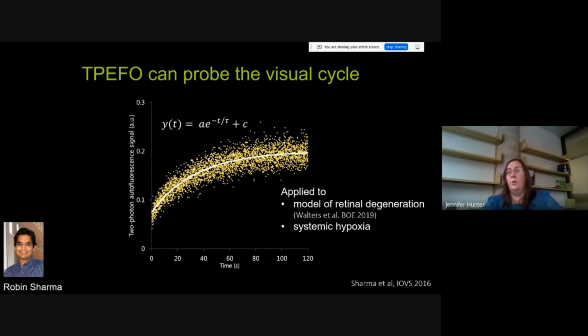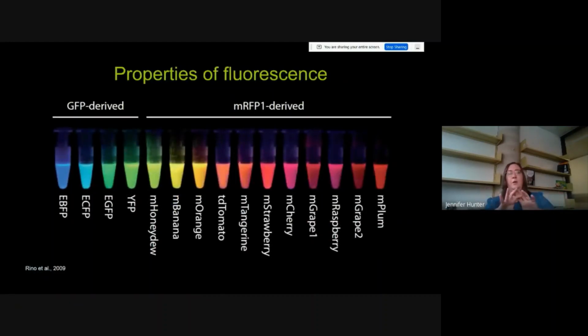So intensity is one way that we can start to look at retinal function, but we wanted to probe more closely to see what other properties of fluorescence could allow us to understand what's happening within the retina. What are the fluorescence properties of the retina, and how can we understand that in normal, healthy eyes and eventually move that into diseased eyes?